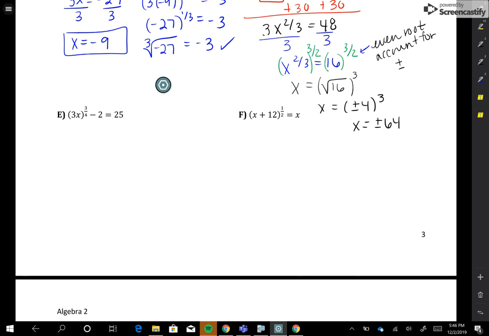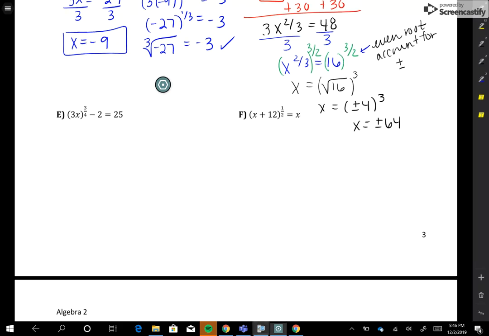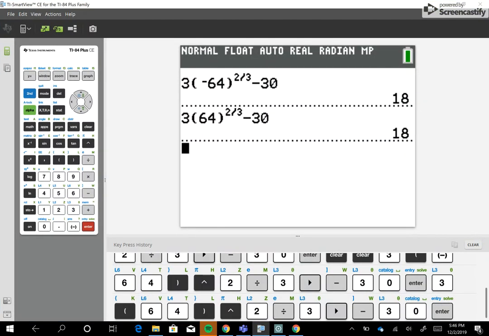And to save time, I've already put this in my calculator to see if it's true, and I'm going to show that for you. As we can see, regardless if it's -64 or positive 64, we get 18 out. So that for sure is plus or minus. Okay, guys, we're going to finish the last 2 in class.